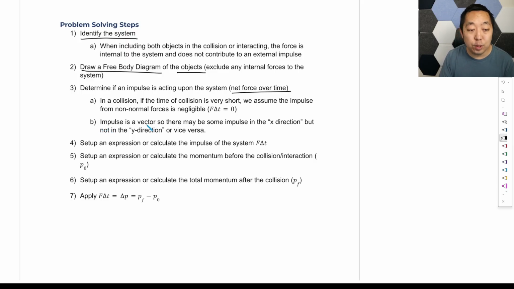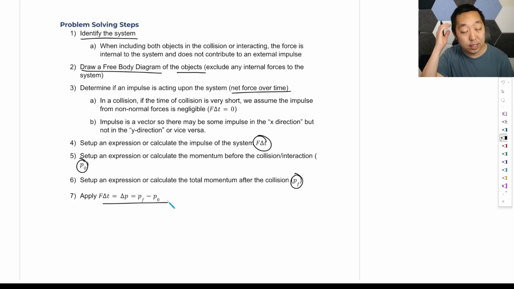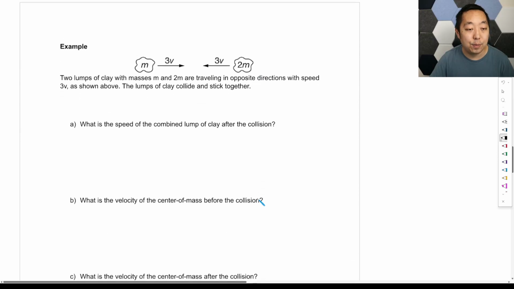Be very careful. Impulse is a vector, so there may be some impulse in the x direction, some in the y direction, or vice versa. Then we're going to calculate the impulse. We're going to calculate the initial momentum, the final momentum, and then apply this. Okay? Let's put it all together and go through an example, because I know it sounds very abstract. Let's go through some examples so you can see what's happening here.